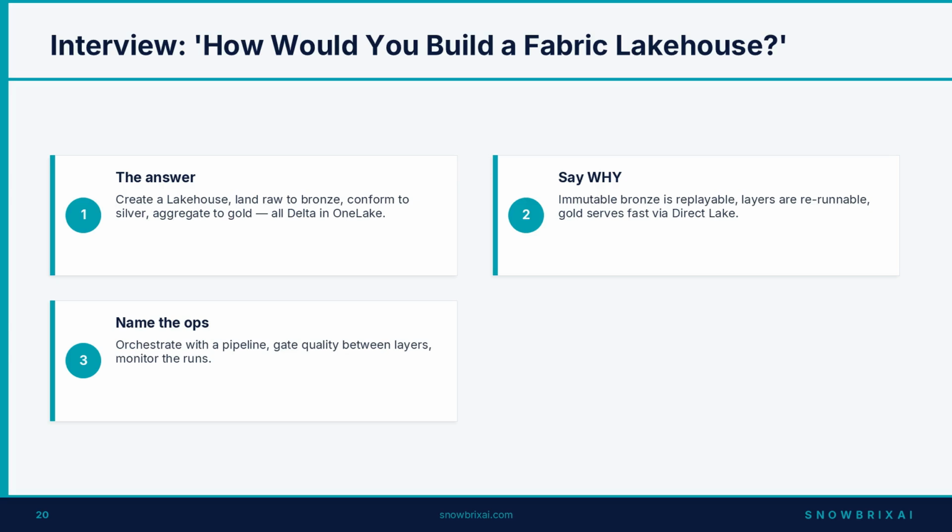Let us turn this into an interview answer. The question: how would you build a Fabric lakehouse? Your answer: create a lakehouse, land raw to bronze, conform to silver, aggregate to gold, all Delta in one lake. Then say the why. Because immutable bronze is replayable, every layer is rerunnable, and gold serves fast through Direct Lake. Finally, name the operations: orchestrate with a pipeline, gate quality between layers, monitor the runs. Say it in that order, and you sound like someone who has actually shipped one, because now you have.